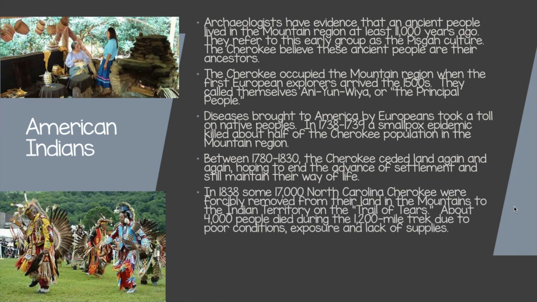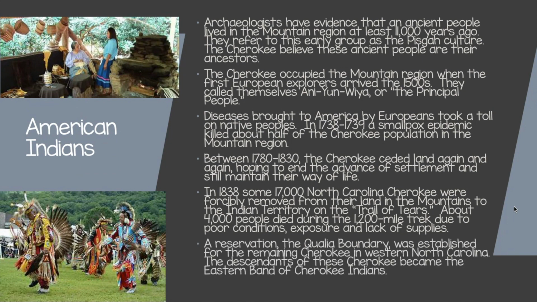But unfortunately, in 1838, some 17,000 North Carolina Cherokee were forcibly removed from their land in the mountains to the Indian Territory, along what many of you maybe have already heard of, the Trail of Tears. Now, about 4,000 people died during this 1,200-mile trek due to poor conditions, exposure, and a lack of supplies.